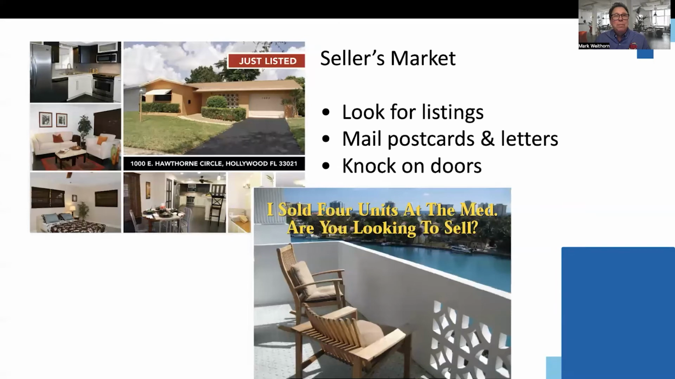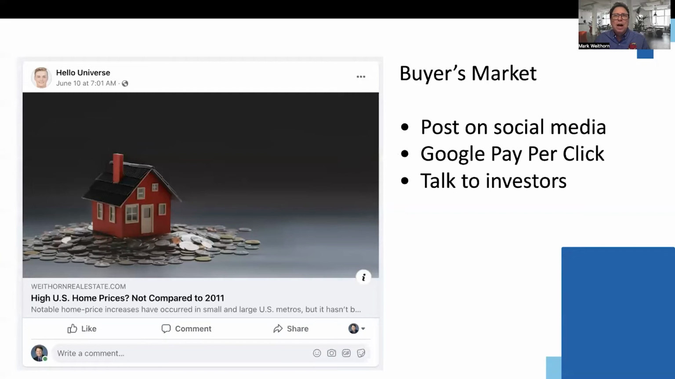For example, in a seller's market, when inventory levels are low, you need to prospect for listings, do mailers, or knock on doors. In a buyer's market, high inventory levels, you need to work social media, advertise on Google, or talk to investors in order to find buyers, or educate your sellers on how to price their property correctly.